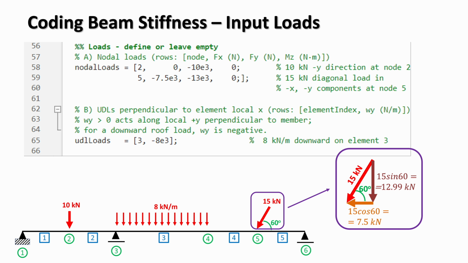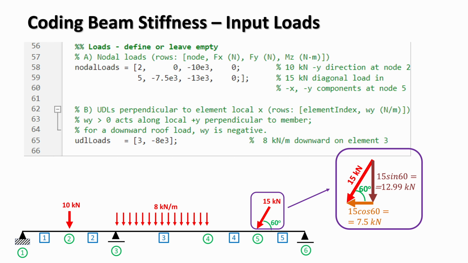Now we define the loads acting on the beam. As before, grouping all loads at the start makes the code much easier to modify and reuse. There are two types of loads in this example. First, nodal loads. These are forces applied directly at a node. We have a 10 kilonewton downward force at node 2, which appears as minus 10,000 newtons in the global y direction. We also have a 15 kilonewton inclined load at node 5.